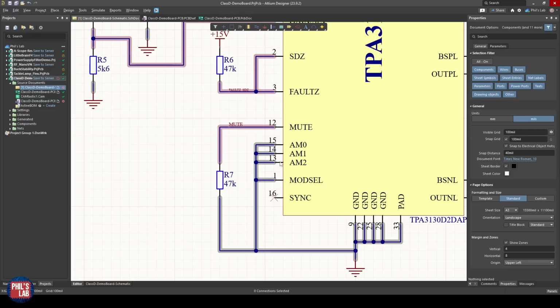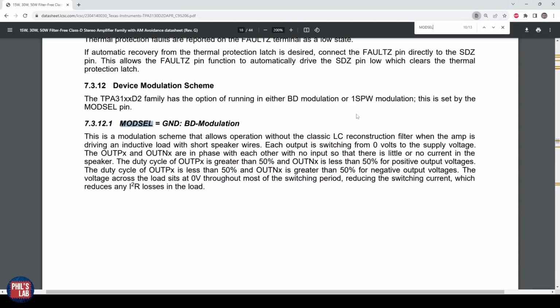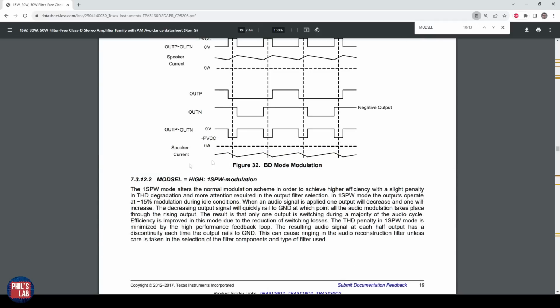Then we have these AM0 to AM2 and the mod cell pins. It turns out we can change the oscillator frequency of our Class D amplifier, depending on what we select AM2, AM1, and AM0 to be. If we pull all of them to ground, we get the typical frequency, of course there'll be some tolerance. The mod cell pin, we can pull either high or low, and this will change the modulation scheme. Pulling it low, this means we will use our typical LC reconstruction filter, which we saw near the start of this video, whereas pulling it high, we go to a different modulation scheme. This will achieve a high efficiency, but it will degrade our total harmonic distortion performance.